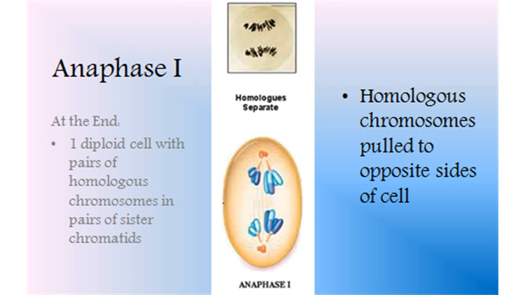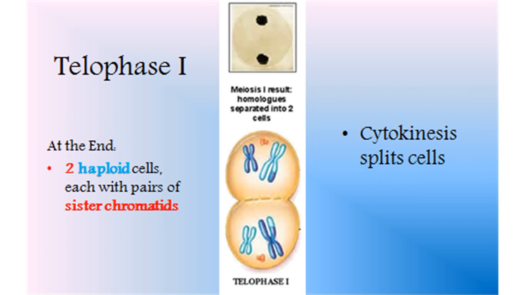Always in anaphase, you are pulling apart chromosomes. Here, you're separating homologous chromosomes from each other, pulling them to opposite ends of the cell. Notice there's something different at the end of telophase. Since you have cytokinesis happening at about the same time, you're going to end up with two haploid cells because you've separated homologous chromosomes. But in each of those haploid cells, every chromosome is paired up with its sister chromatid. That's the part that can get confusing.